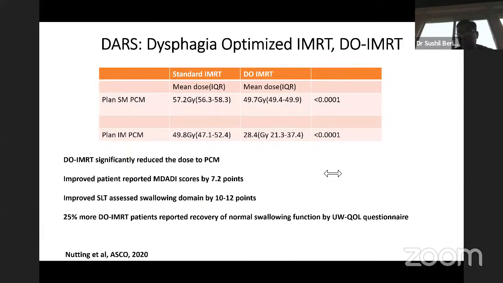I talked about the cord dose. The tolerance is not 45 gray. Tolerance is probably close to 60 gray. But for safety factor, limiting the toxicity to 1 in 1,000 will limit to less than 45 gray. But the tolerance in true sense is 5% risk of myelopathy. For that, it's probably 60 and above.